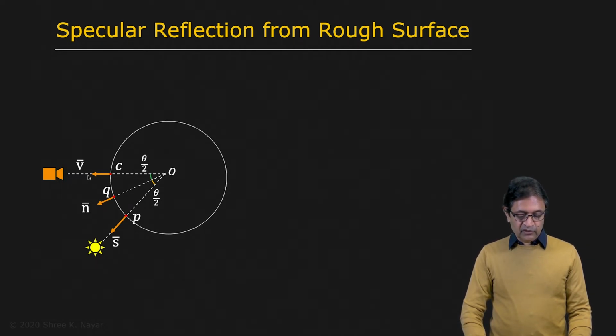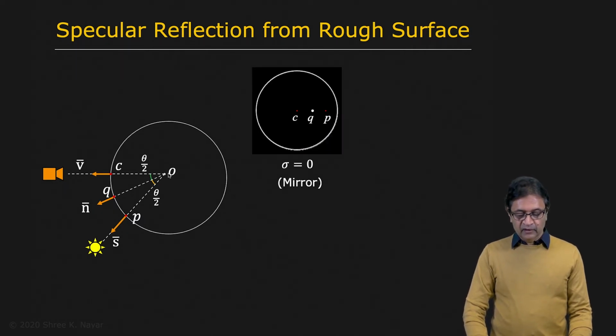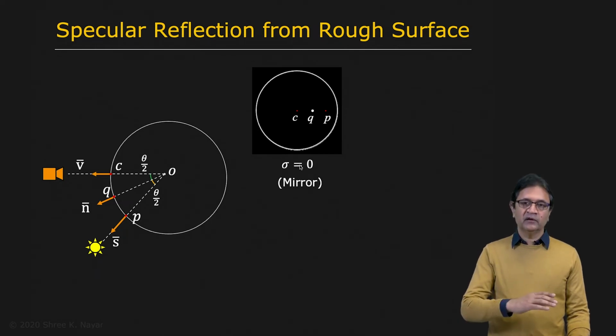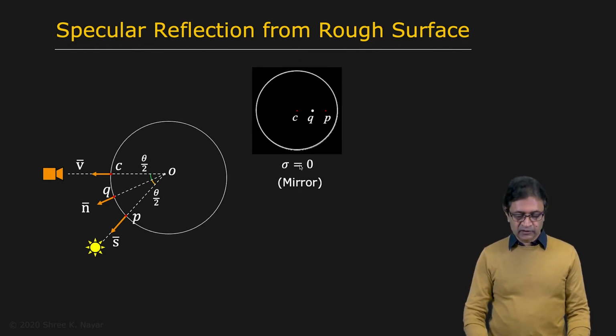This is the viewing direction, this is the source direction, and we are again assuming here that these two, the camera and the source, are really far away from the sphere. So if you have sigma equal to 0, you get exactly what we had for the ideal specular case that we saw before. You get a single bright spot at Q, this point right here, which has a surface normal, which is the bisector of these two vectors, V and S.